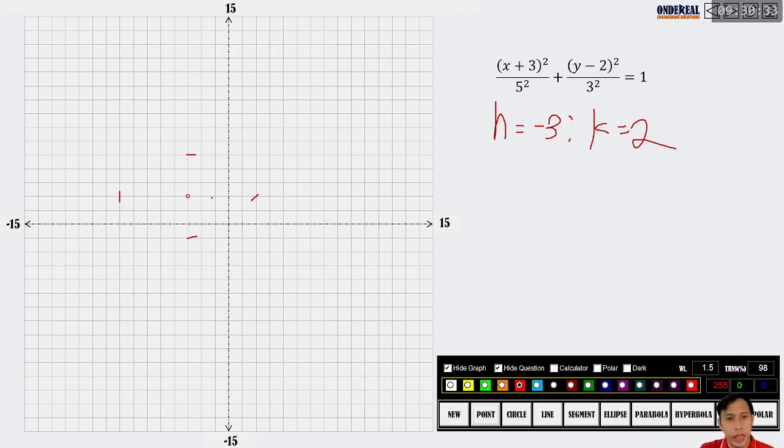So, ito yung mga quarter points niya ng ellipse. Okay, so negative 3, 2, then 5, then 3. Yan. Okay? Yan yung graph ng ellipse. Madali lang, no? Madali lang.